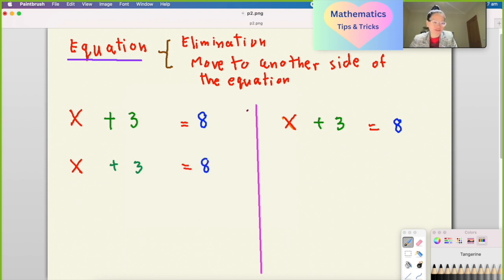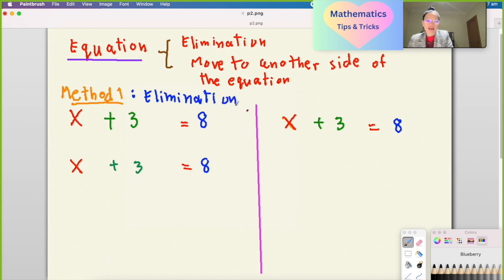Elimination. Oh, I forgot to tell you: method 1, we're going to use elimination. Elimination means you get rid of one of them. By the time of method 2, you're going to use move to another side of the equation. Okay, let's go. Method 1, elimination.